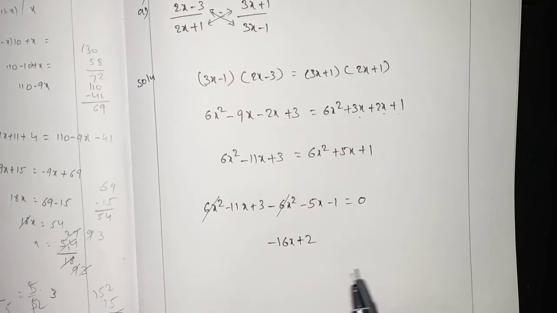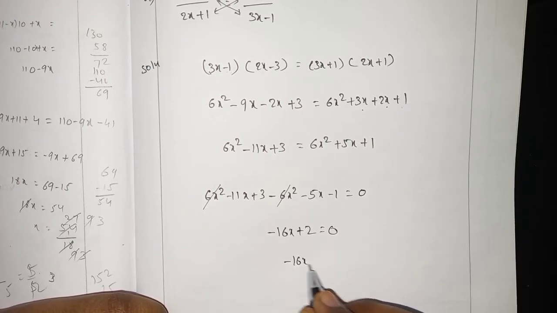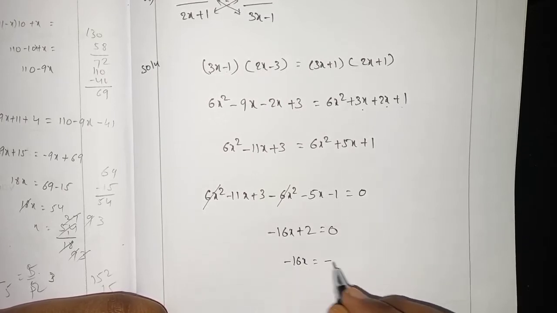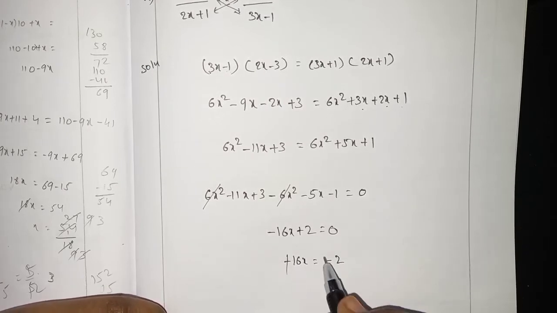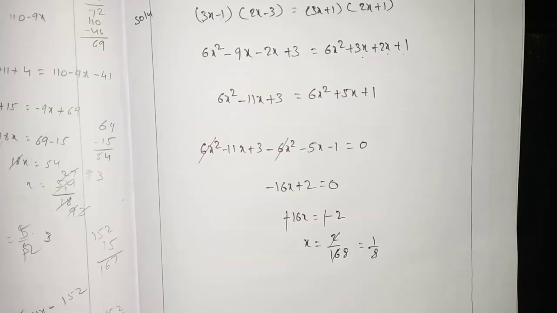3 minus 1 is 2. Minus 16x plus 2 equals 0. I am sending 2 to the right hand side, so it will be minus 2. Minus minus cancel. x equals 2 by 16. 2 1s are 2, 2 8s are 16. It means the value of x is 1 by 8.